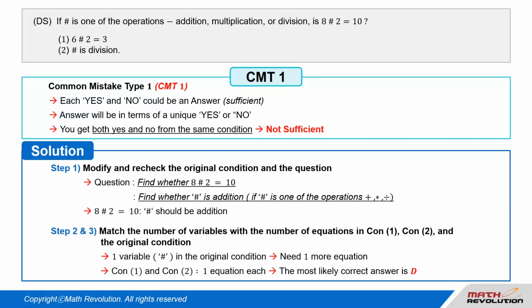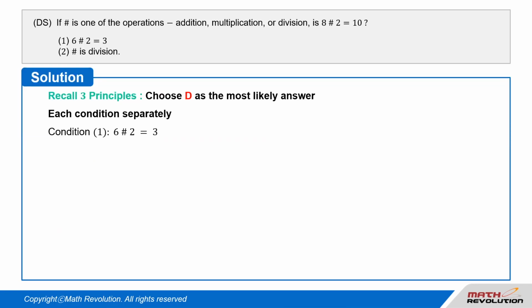Follow the second and third steps. From the original condition, we have one variable, hash. To match the number of variables with the number of equations, we need one more equation. Since conditions 1 and 2 will provide one equation each, D would most likely be the answer. According to CMT1, even a unique no is an answer. Recall three principles. Choose D as the most likely answer.